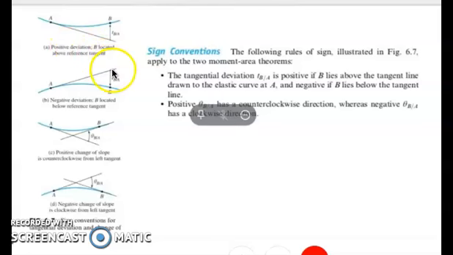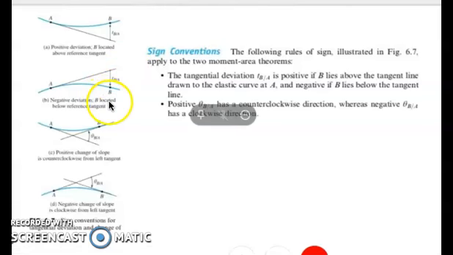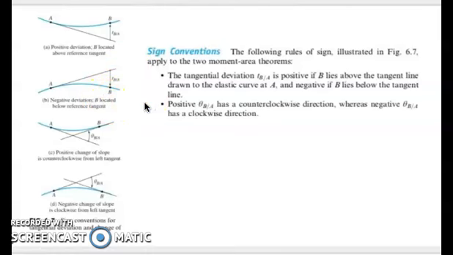So we have here our figure illustration showing to us the positive deviation when B is located above the reference tangent, and we have here a negative deviation if B is located below the reference tangent. And we have here a positive change of slope is counterclockwise from left tangent, and we have here our negative change of slope is clockwise from left tangent. So these are sign conventions for tangential deviation and change of slope.